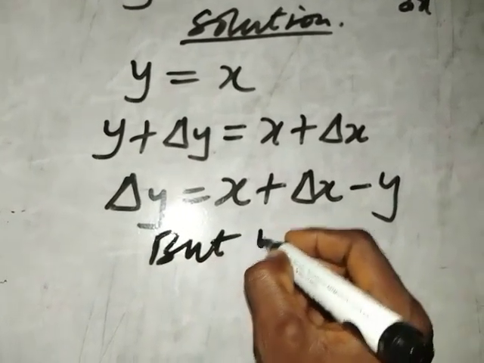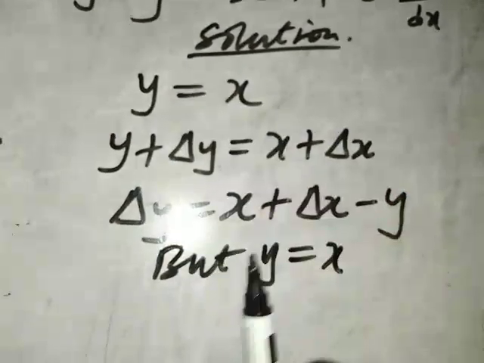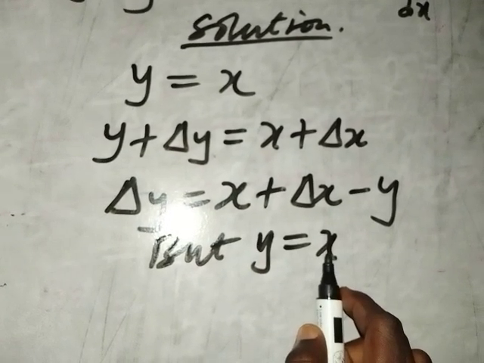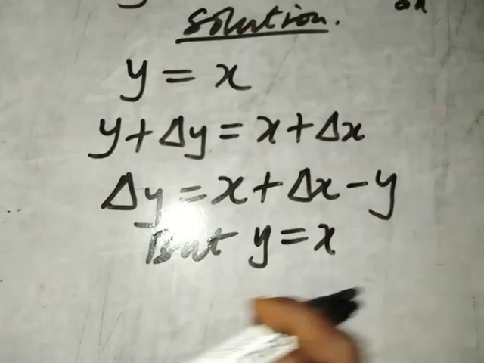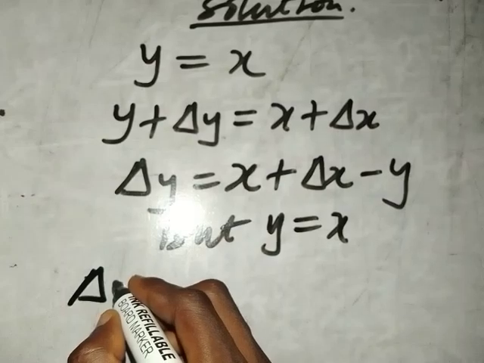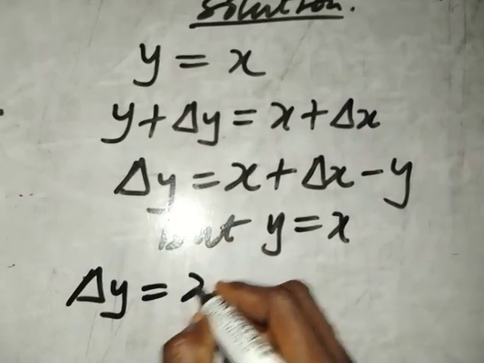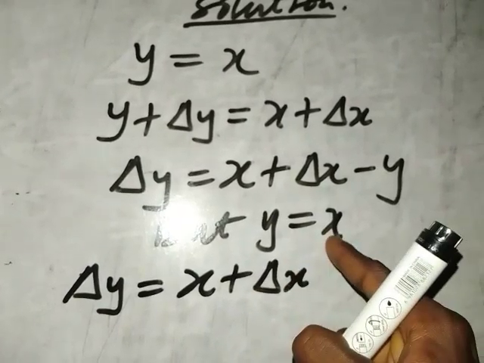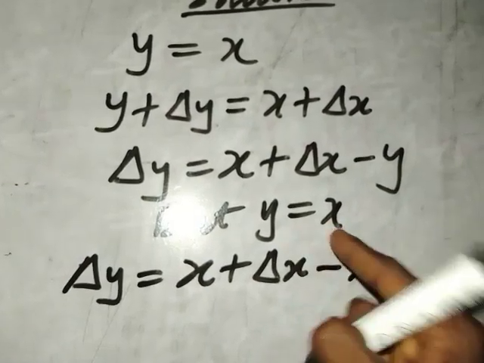but the question says that y is equal to x. From here, y is equal to x. So anywhere you see y, you put in x. All right, anywhere you see y, you put in x. So the whole of this is now becoming change in y is equal to x plus change in x. Remember, y is equal to x, so this is replaced by minus x.